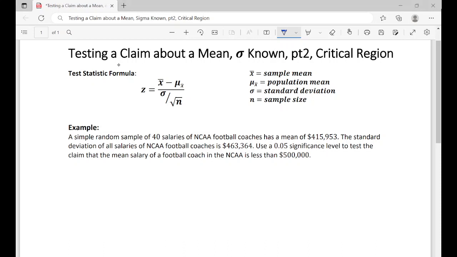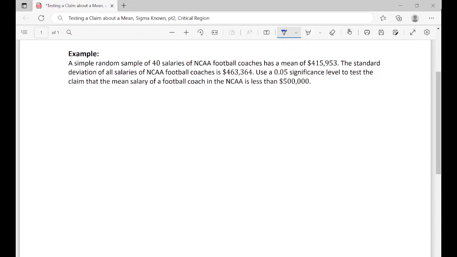In this video, we're going to be testing a claim about a mean where sigma is known, and to test it, we're going to be using the critical region method. This is the formula for the test statistic if you want to use it, but I'm going to be using a calculator, but either way, you can get the test statistic either by the formula or the calculator. So let's look at our example.